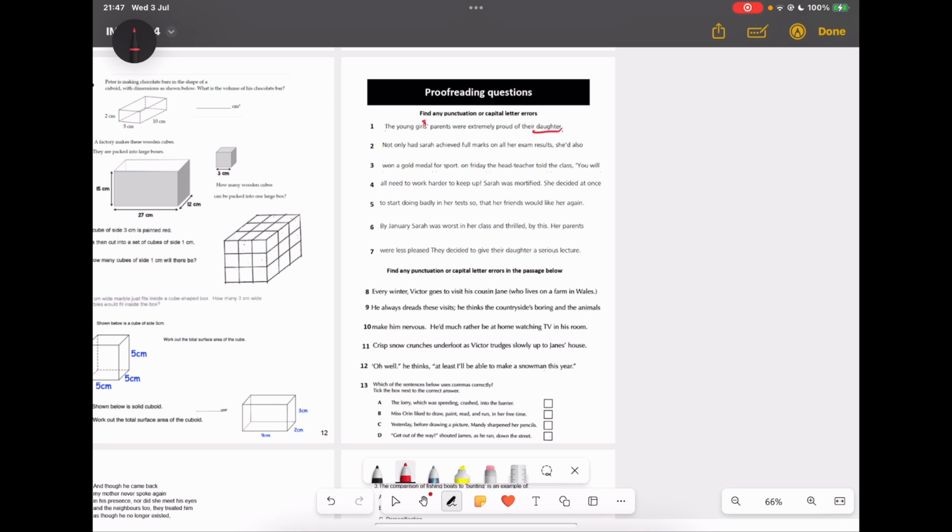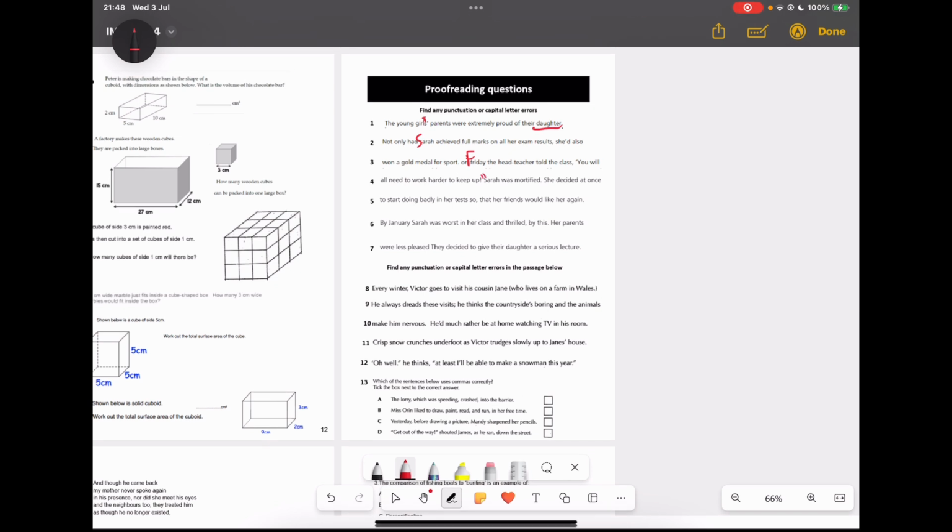Next is 2. So not only had Sarah, which should be capital S because it's a name, achieved full marks on her exam results, she had also won a gold medal for sport. On Friday, the head teacher told the class, "You all need to work harder to keep up." So for 3, Friday should have a capital F. So after up, you need speech marks because it's dialogue.